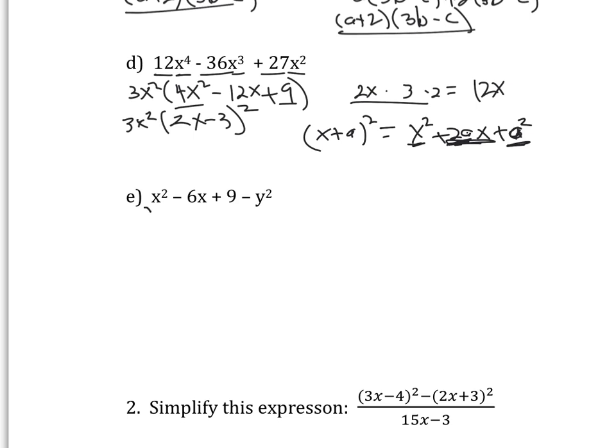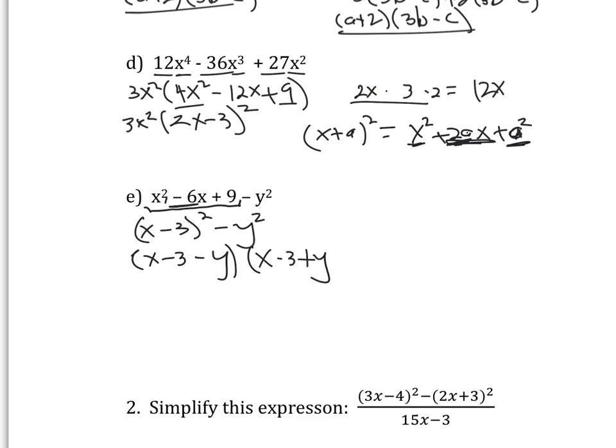Okay, E, and this one might have been tough to recognize, but this is a perfect square trinomial where the 9 is equal to the square of half of the middle coefficient there of negative 6. Negative 3 squared is equal to 9. So this factors to (x minus 3) squared, and now we have a difference of perfect squares. And since for a difference of perfect squares, a squared minus b squared factors into a minus b times a plus b, this will give us (x minus 3 minus y) times (x minus 3 plus y).